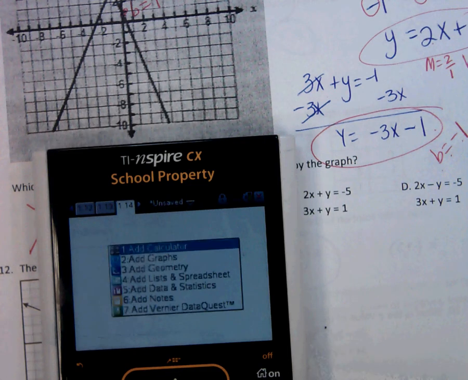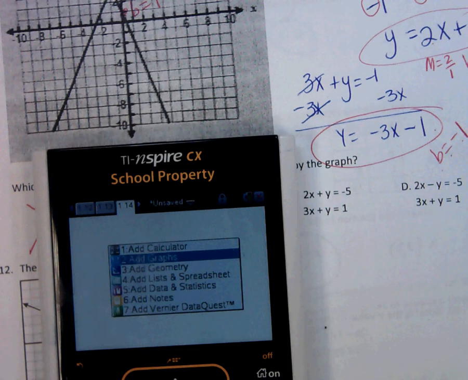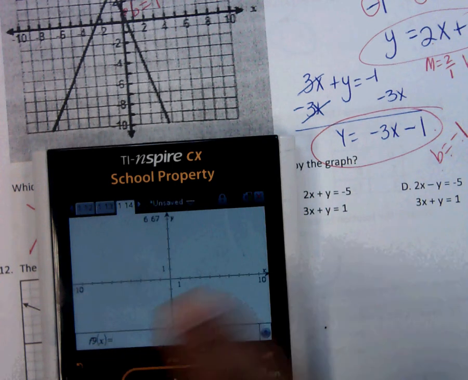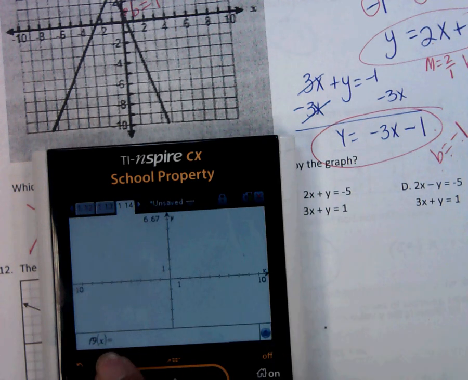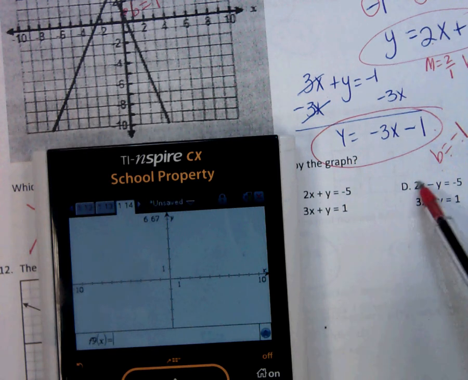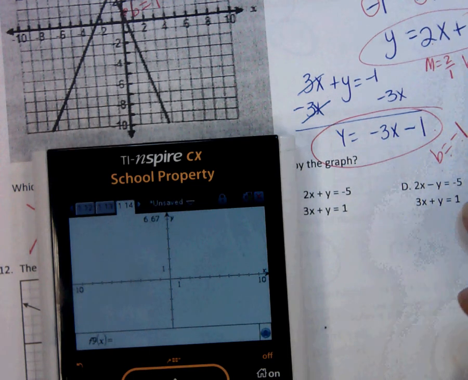Control Dock to get a new screen. Let's add a graph. I want to put these equations in here. Today in class, one of my students asked, can I just start typing 2x and y and -5 in here? I explained the following.